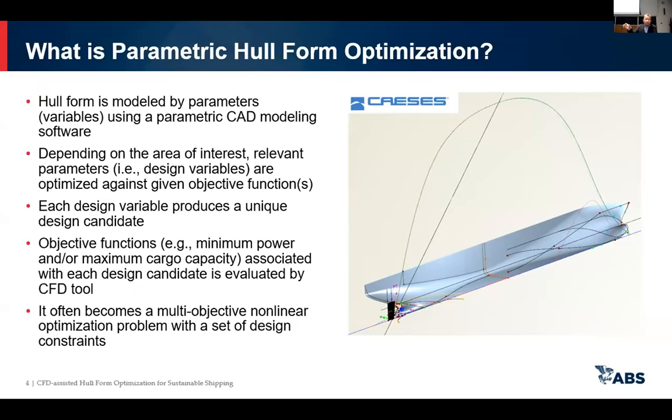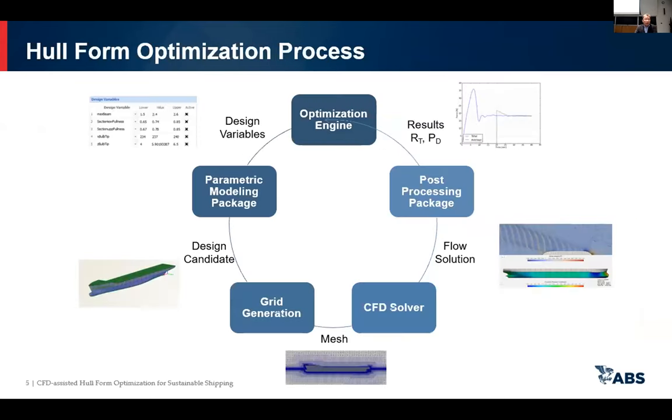You need to build a parametric model using software based on the understanding of the physics of the problem. And once you do that, you can make this whole loop. So starting from design variables, I don't know if you can read it. There are five variables are chosen here.